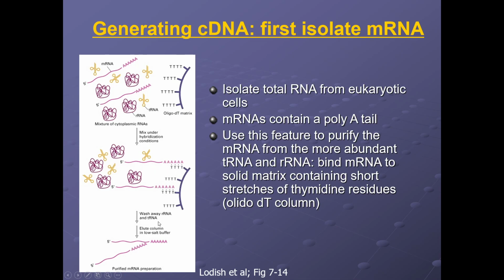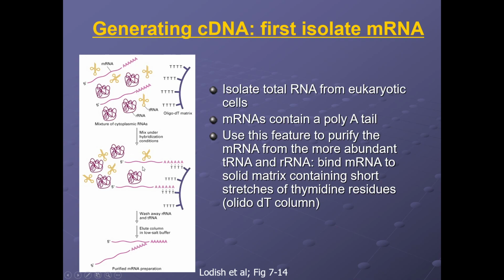So that way you end up washing away all the ribosomal RNA as well as the transfer RNA, and then you end up having just your mRNA. So make sure you know that. Make sure you know that for the test, the fact that you have poly A tails and then poly T tails on the beads of the matrix, the stationary matrix.